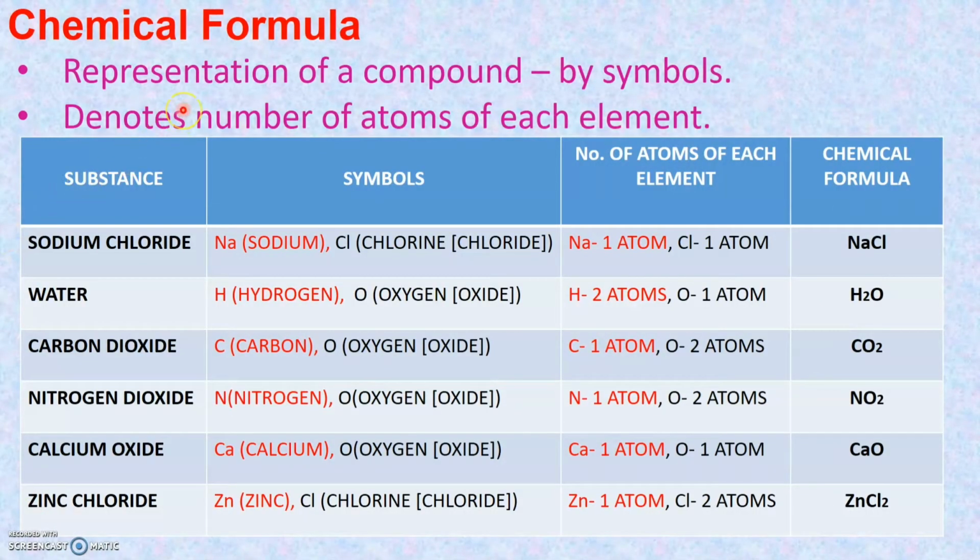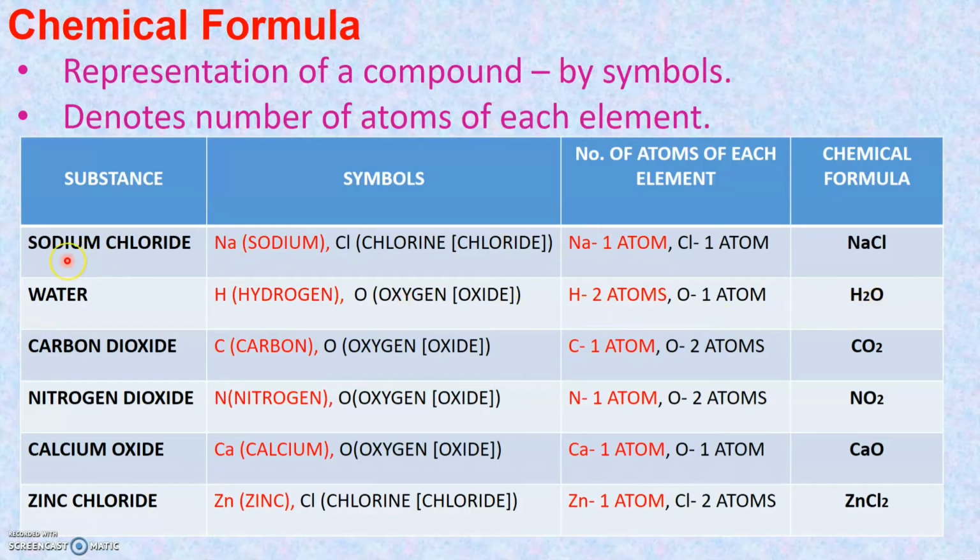A chemical formula is nothing but the representation of a compound using the symbols of its elements. It denotes the number of atoms that are present in each of these elements. So let's see some examples. We have already learned that a chemical compound is a combination of two or more different elements that are combined chemically in a fixed ratio.